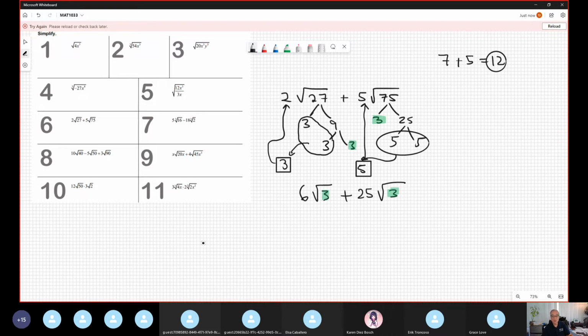Now, in this moment, you have, wow, fantastic, the same radical. And you combine the coefficients: 31 radical 3. It's 25 plus 6, no? Do you see?